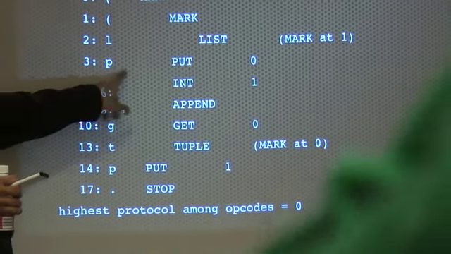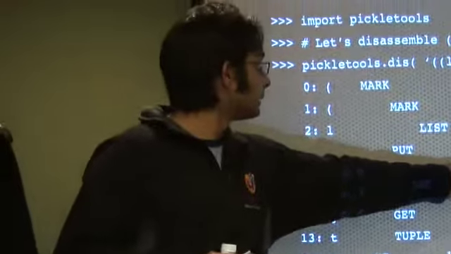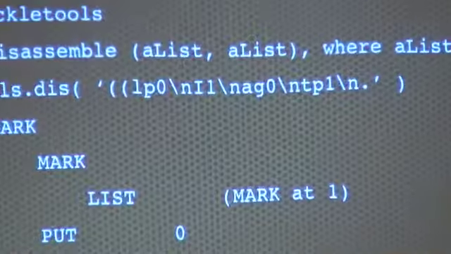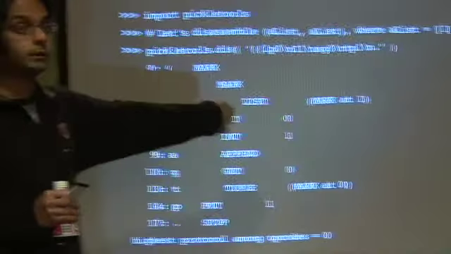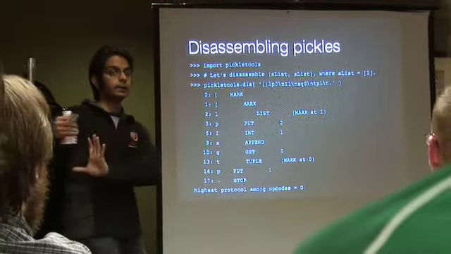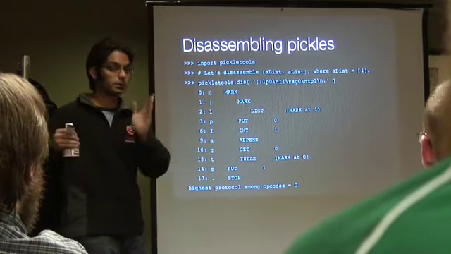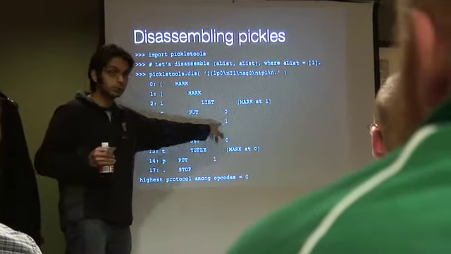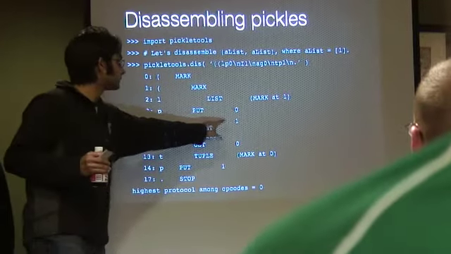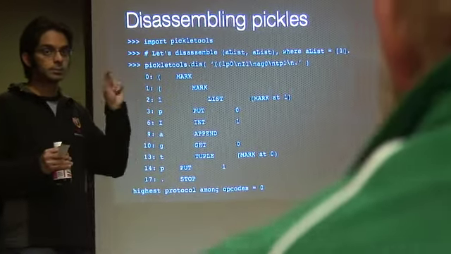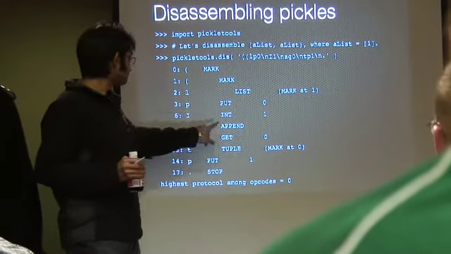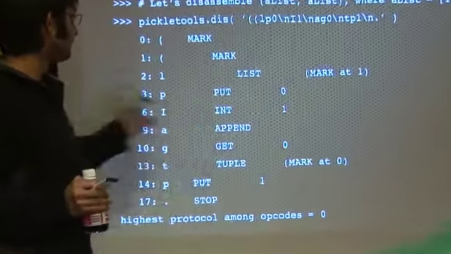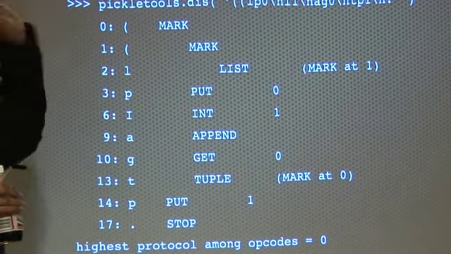And then step 3, put, and then this argument 0, that's what this P0 is. Put 0 basically means take what's on the stack, which is this empty list, and put it into the memo, which is that other data area. That's like the dictionary that maps integers, which in this case will be the number 0, to objects. So in this case, it's going to say, okay, the object ID 0 is going to point to this empty list.